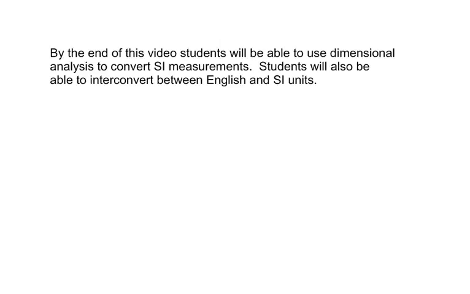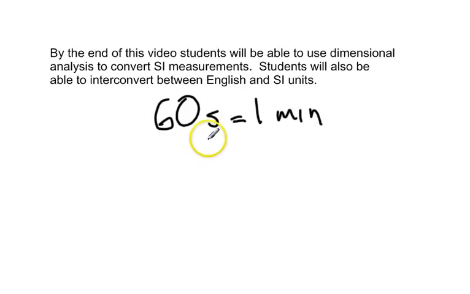Now, you have some familiarity with the idea of dimensional analysis, because when we ask you, let's say, how many seconds are in 2.5 minutes, you do a little math in your head and come out with 150 seconds. Well, that's dimensional analysis, because you're using a conversion factor: 60 seconds equals 1 minute. And then you let the units tell you how to do the math in your head, and you get 150.